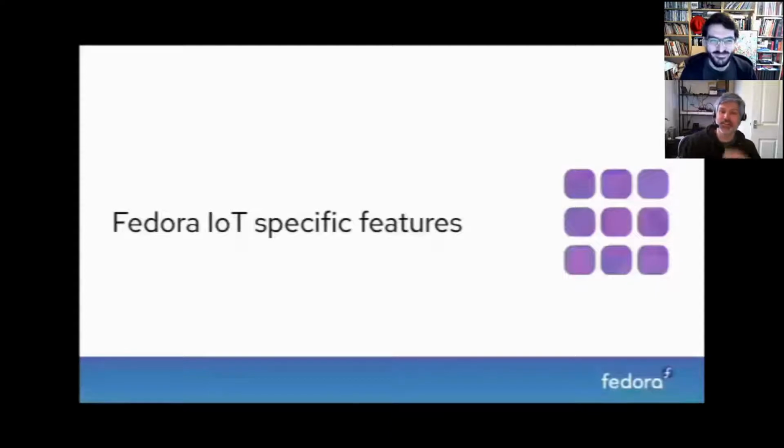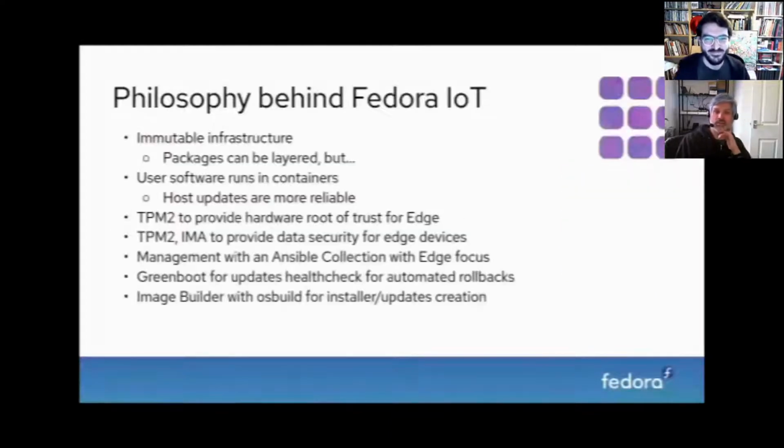And again, we'll go into some of the Fedora IoT specific features. Yeah, so as I mentioned, it's immutable infrastructure. You can layer packages within Fedora IoT, obviously, but we prefer not to. They can cause issues with upgrades and various other bits and pieces like that. And the aim with Fedora IoT is to have just enough OS on the base container platform, hardware enablement, networking, container management, that sort of stuff, and then literally run everything else in containers.